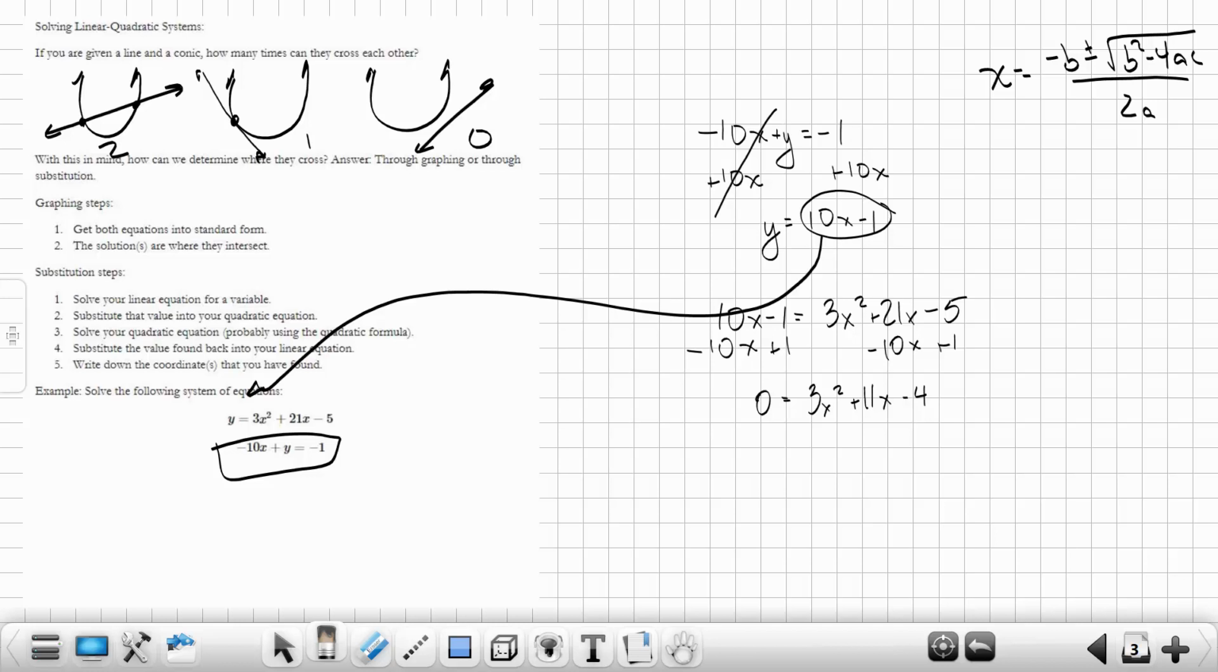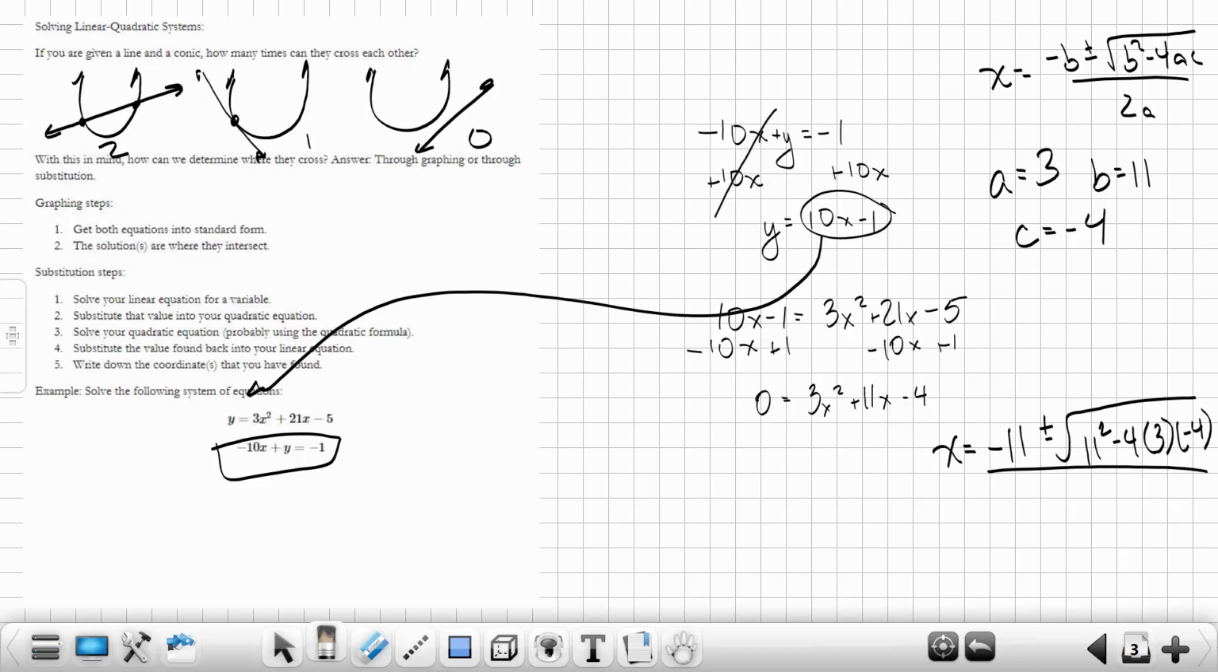All right, so what is my A? Your A is 3. What's my B? 11. What's my C? Negative 4. All right, let's do it. X equals negative 11 plus or minus the square root of 11 squared minus 4 times 3 times negative 4, all over 2 times 3. These problems are easy-ish, but not short.